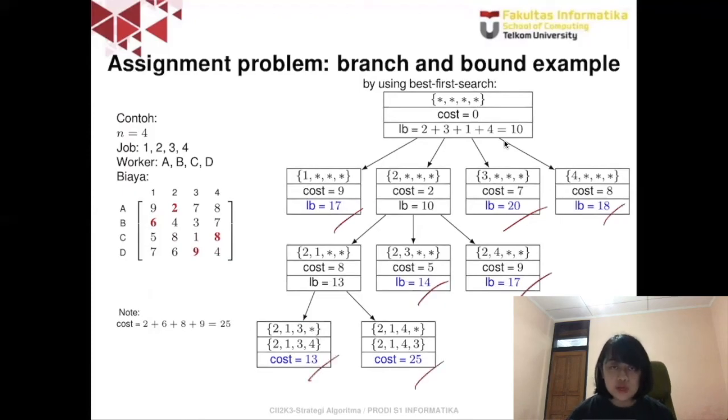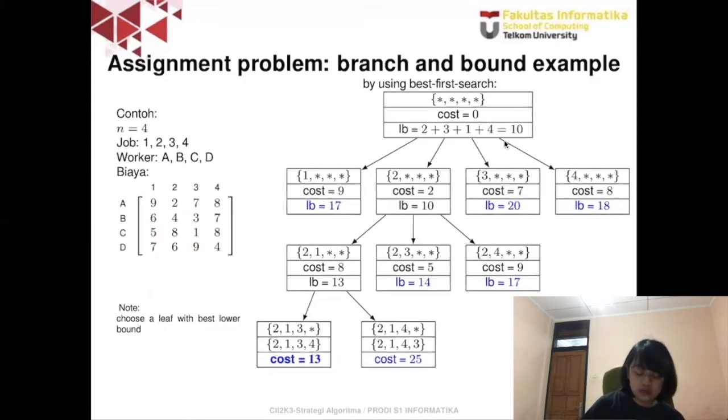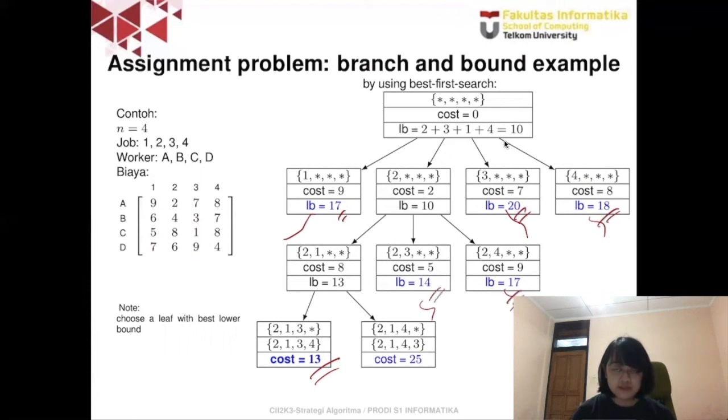Again, we choose the lowest one, but now we already got the final solution as the lowest one. What does it mean? It means that even if we continue these nodes to find the final solution, it will not be better than 17, 20, 18, 17, or 14. Which means we cannot have a final solution that is lower than 13, the best final solution we have so far. And this is obviously not the best because it is larger than 13.